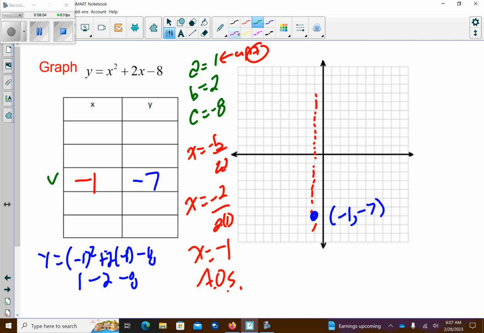I'm going to find my y-intercept as well, which is 0 comma c. So in this case, it's 0 comma -8. Hang on, did I make a mistake? Oh, that should be a -9. I'm so sorry. My dot was off a little bit. That's down here, so that should have been 0, -9. I apologize, I made a mistake. And then my y-intercept is going to be at 0, -8, which is right here.